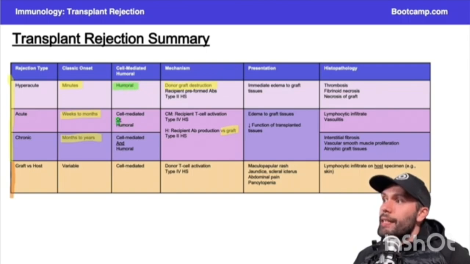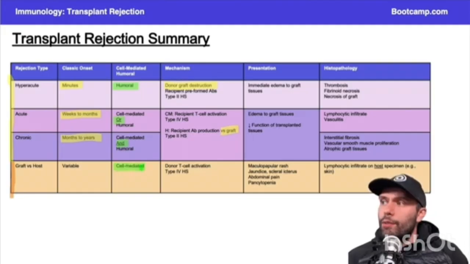The acute can be either or, okay, and the chronic is both. So that's your way of remembering this: humoral or and. And remember, graft versus host disease is cell-mediated. And if you're ever in a situation where you're getting really worried because you don't remember what it is, think about what's happening, right?